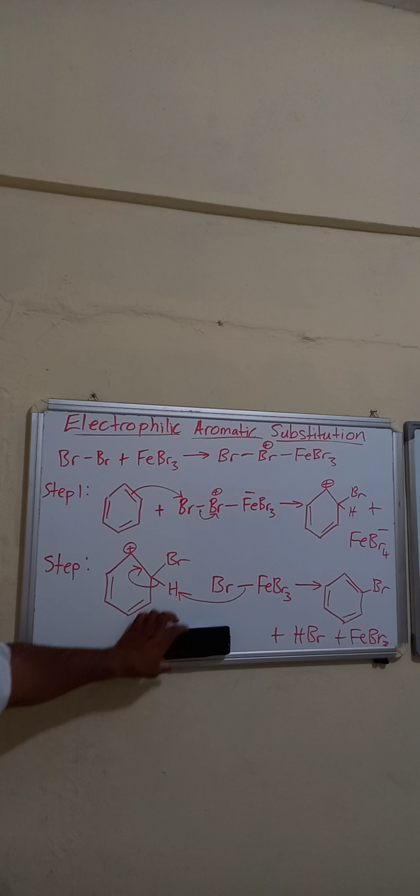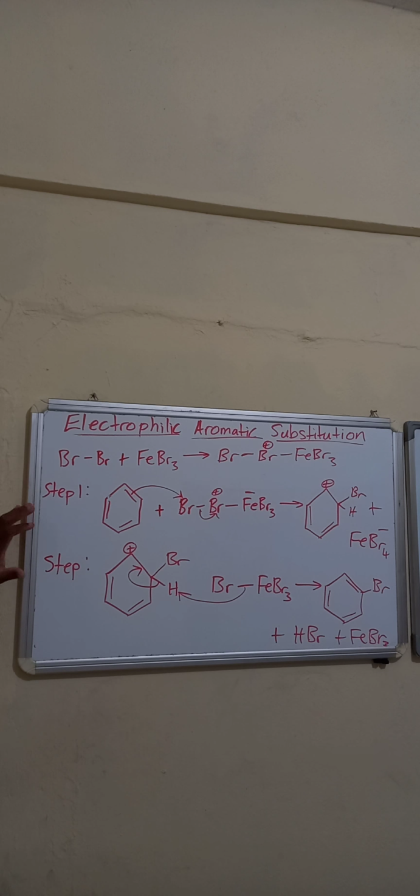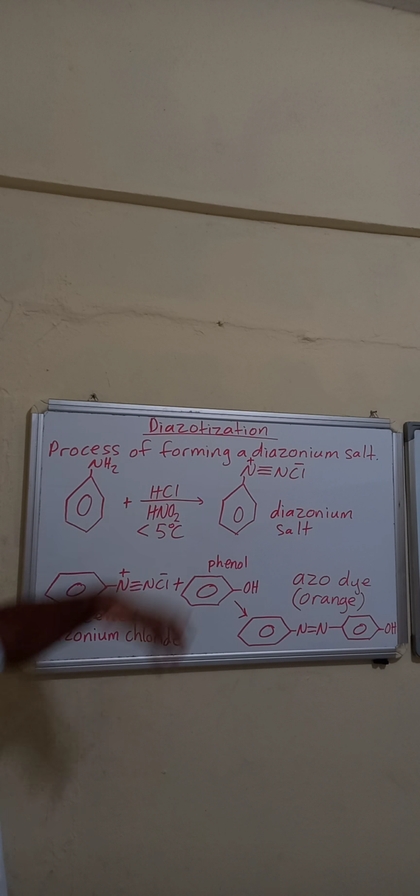Alright? So all you need to do is just practice the mechanism. So that's it for the halogenation of benzene. These are the two mechanisms you must know: halogenation and nitration. Alright, so after those two mechanisms, the next reaction that you must know is one involving phenylamine or aniline, and that is a diazotization reaction.